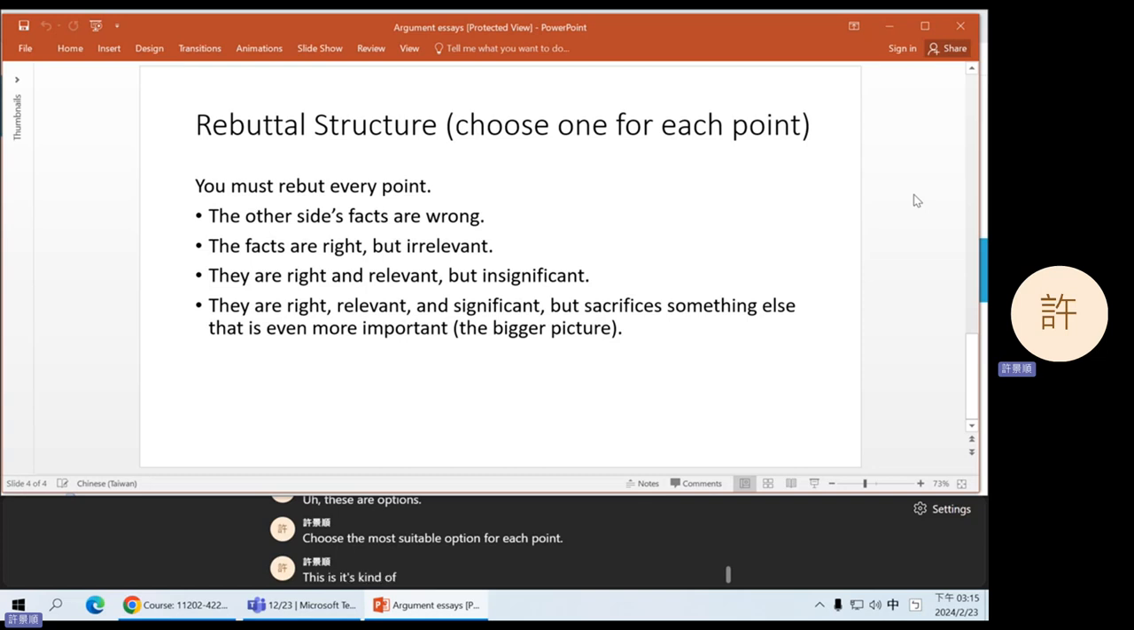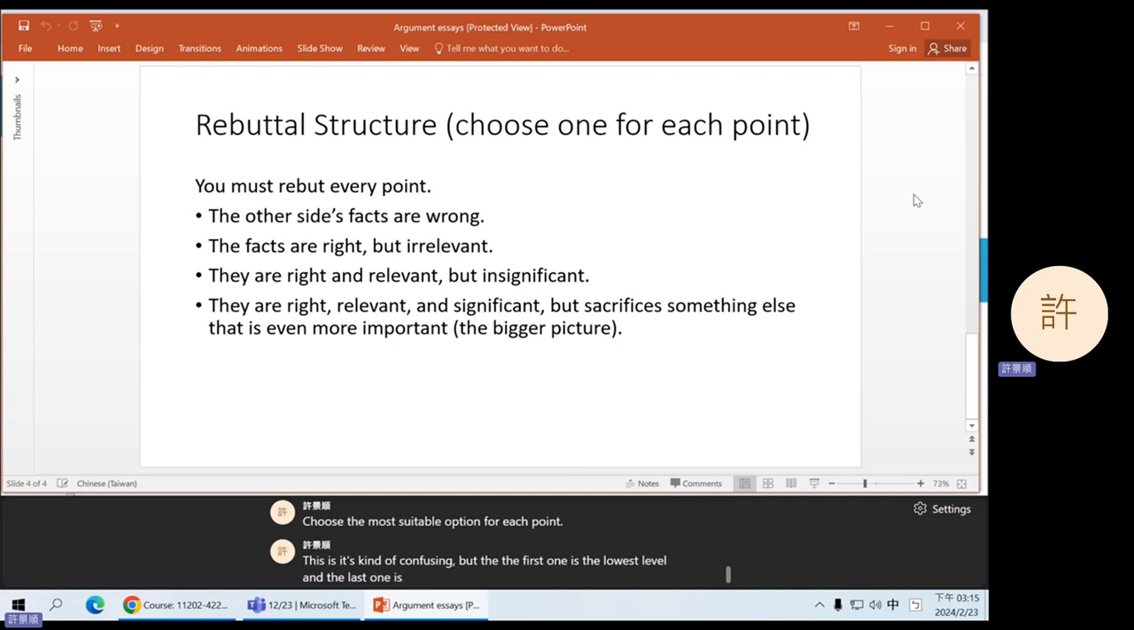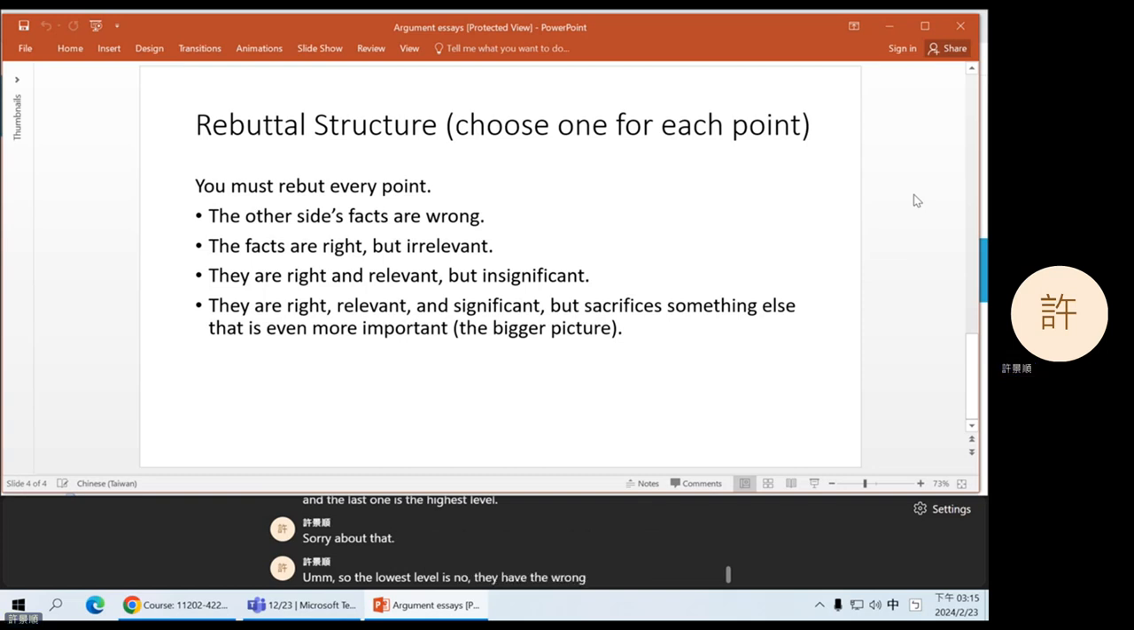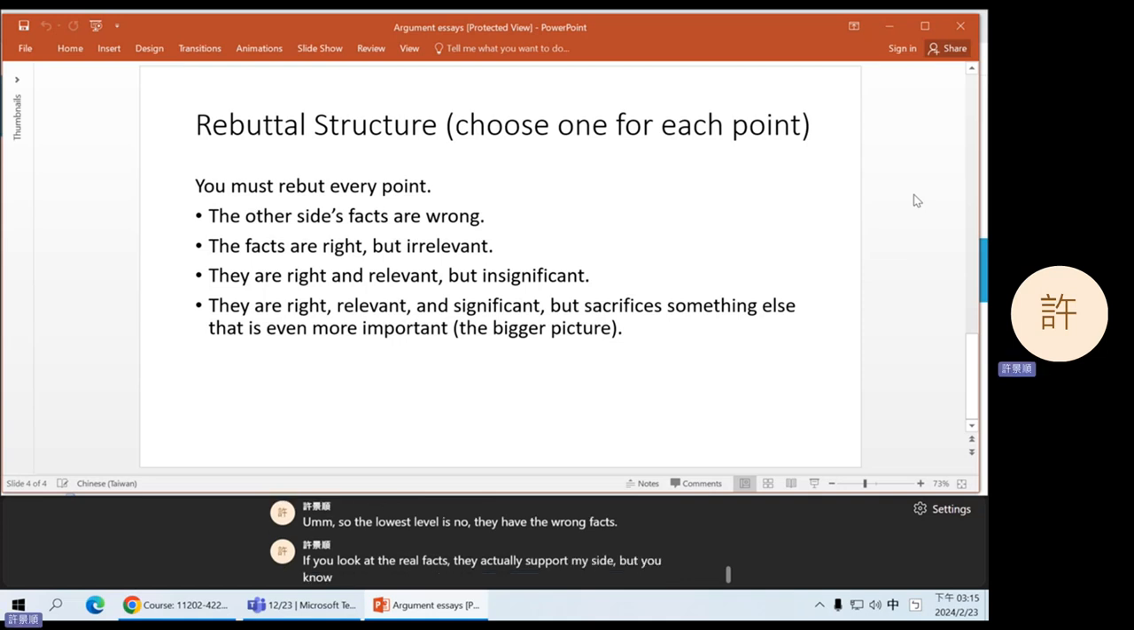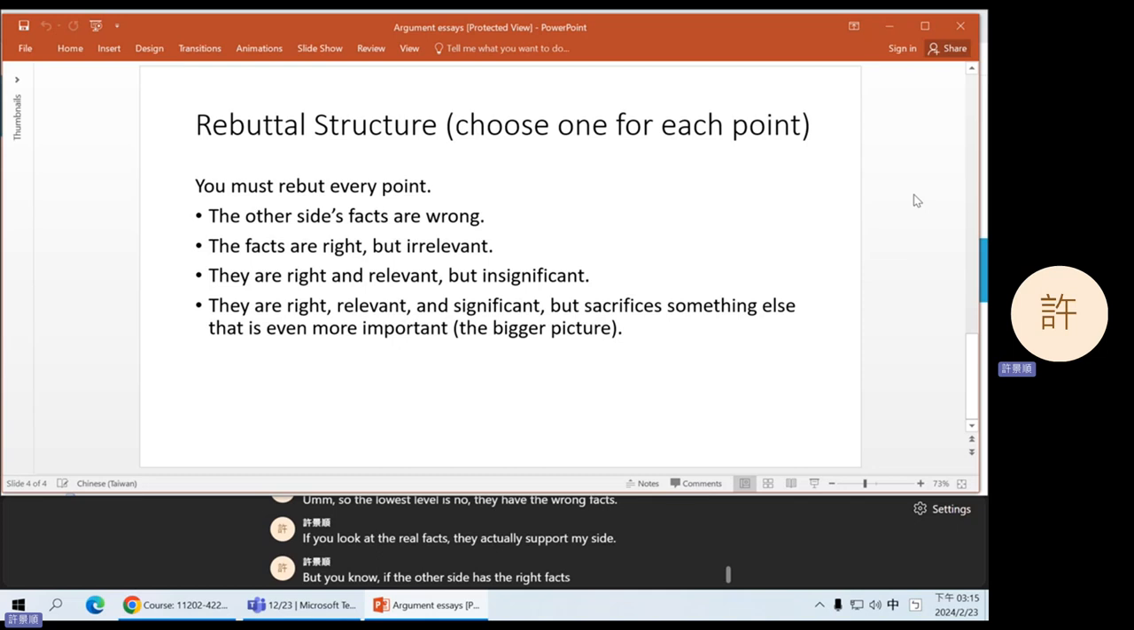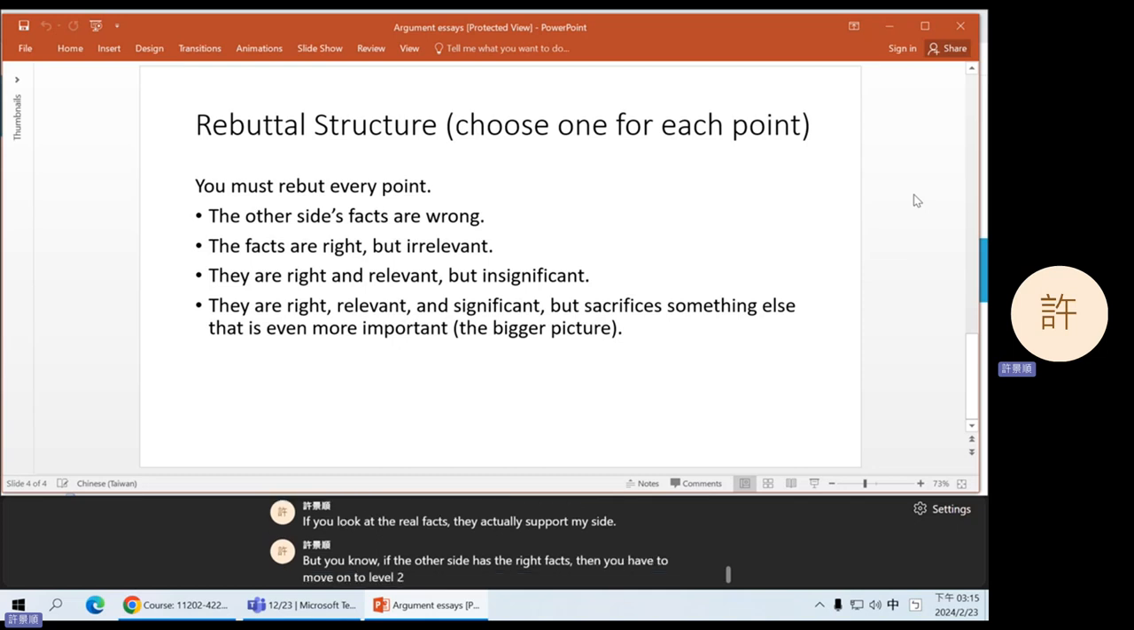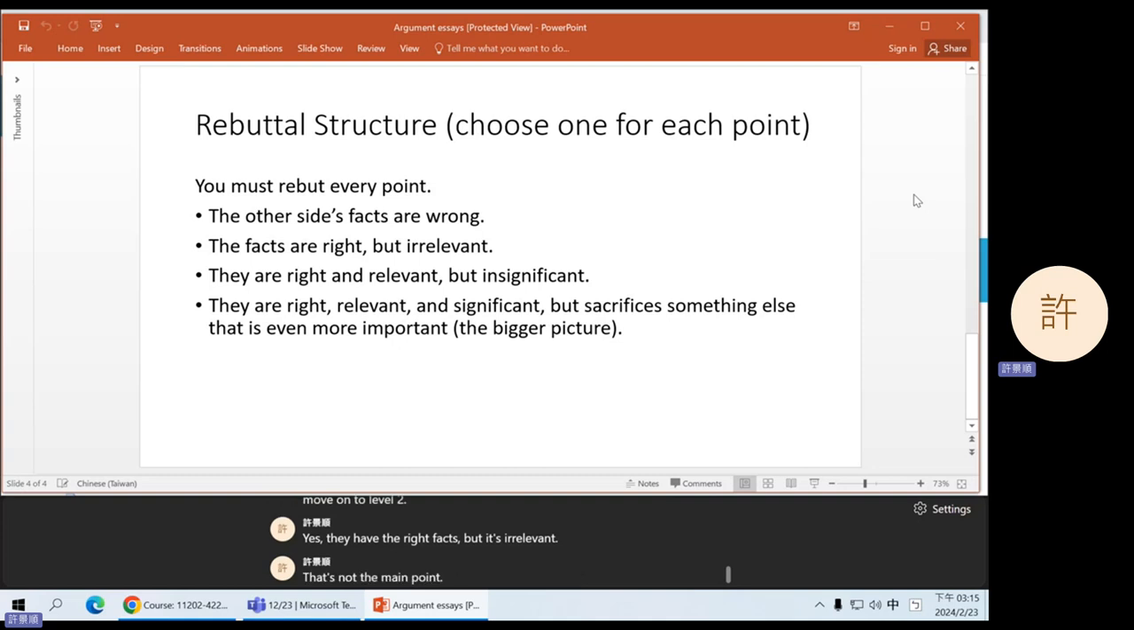It's kind of confusing, but the first one is the lowest level and the last one is the highest level. Sorry about that. So the lowest level is, no, they have the wrong facts. If you look at the real facts, they actually support my side. But if the other side has the right facts, then you have to move on to level two. Yes, they have the right facts, but it's irrelevant. That's not the main point. The main point is these set of facts, not those set of facts.